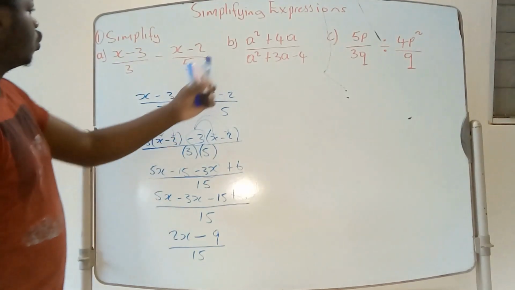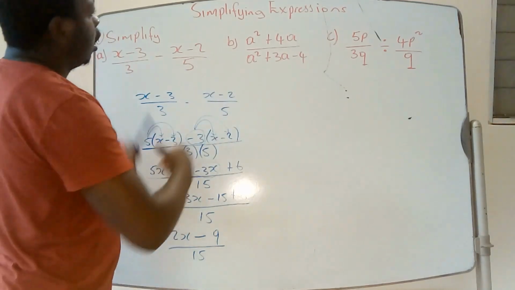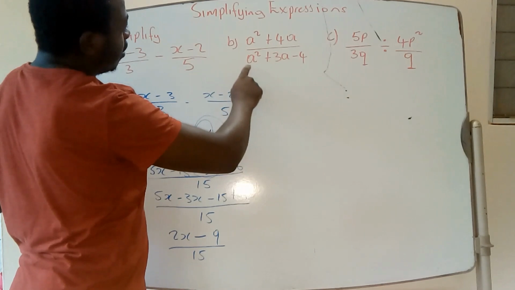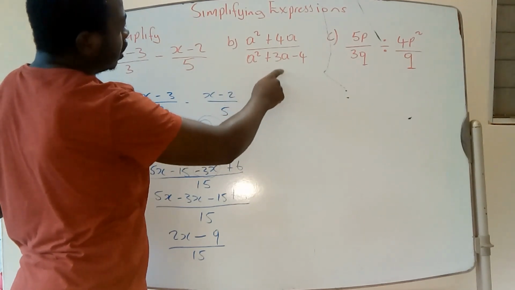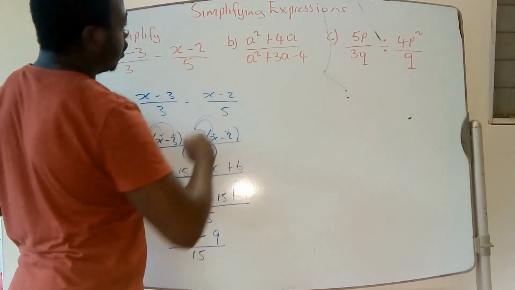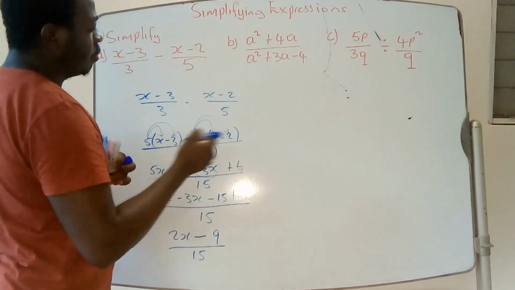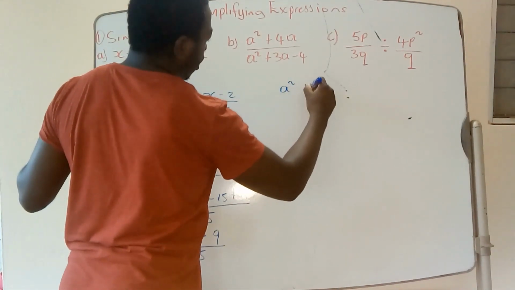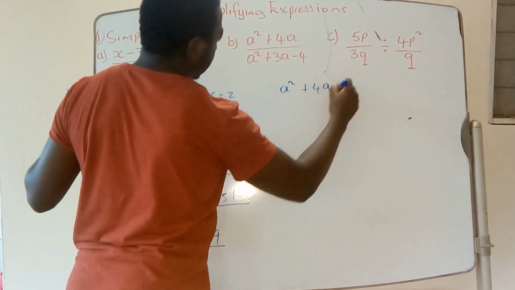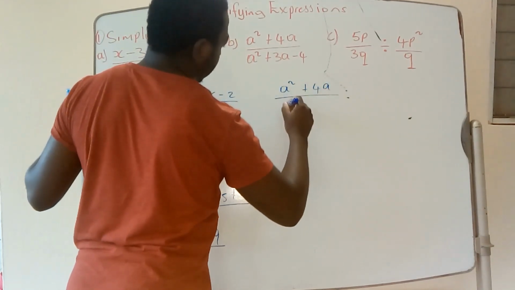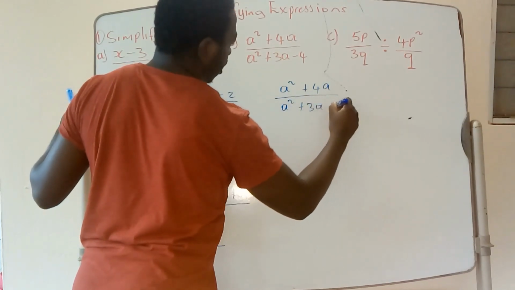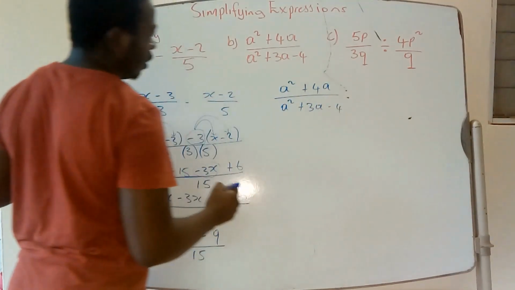Alright? Now to part B. a squared plus 4a all divided by a squared plus 3a minus 4. They want us to simplify this. So we know we have a squared plus 4a all divided by a squared plus 3a minus 4. Right?